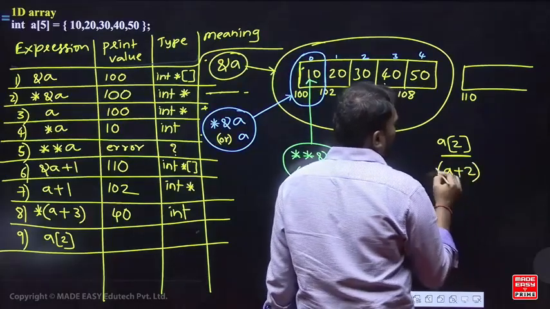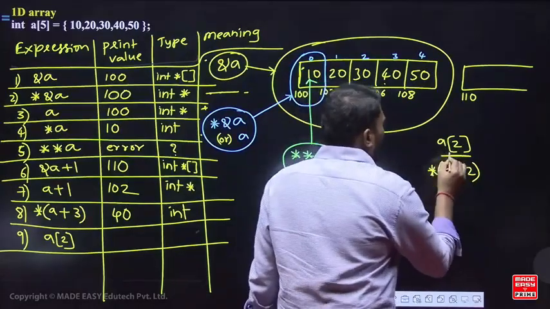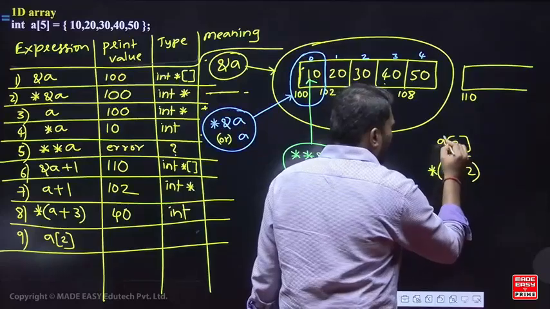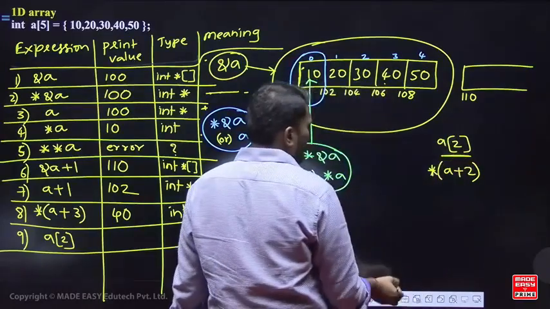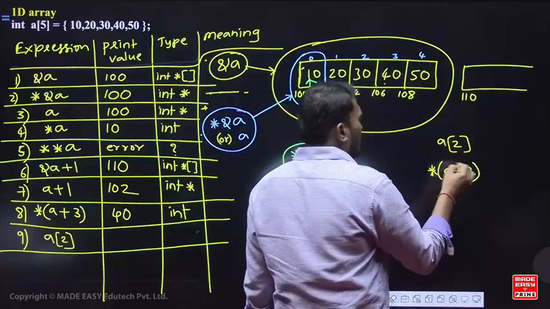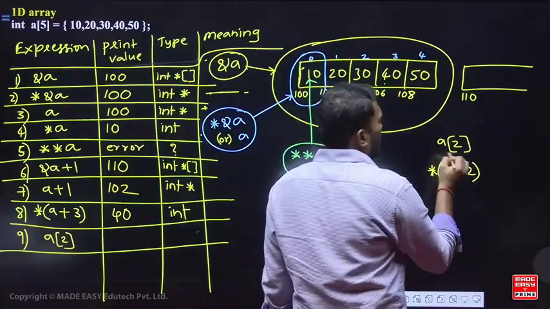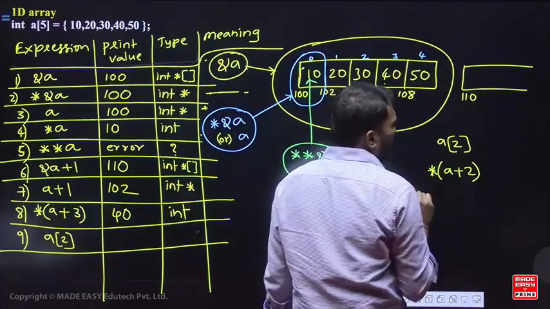A plus 2 whole star. Okay, look at here. One square bracket is there, so you need to apply one star. If you remove that, you need to apply one star. So a of 2 can be written as a plus 2 whole star.